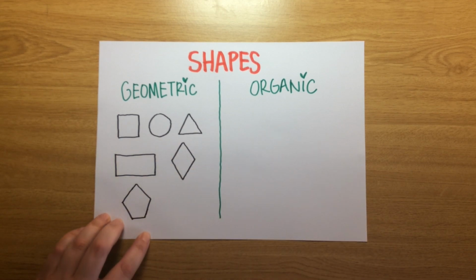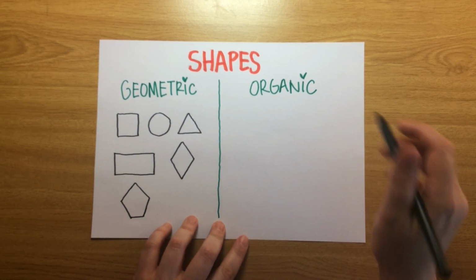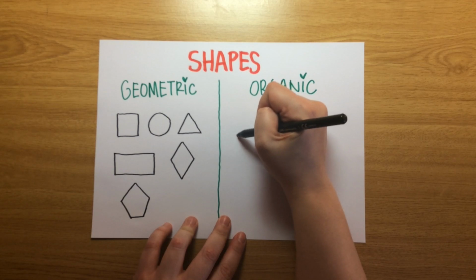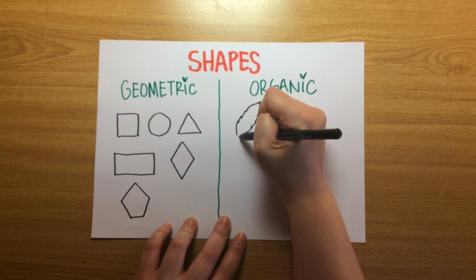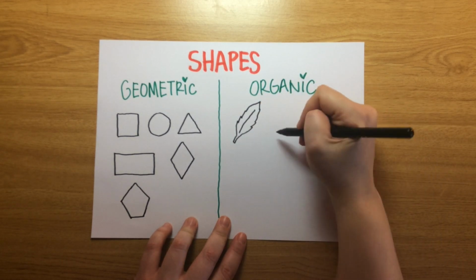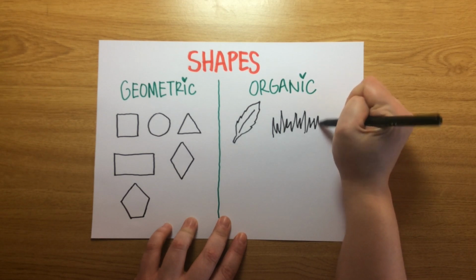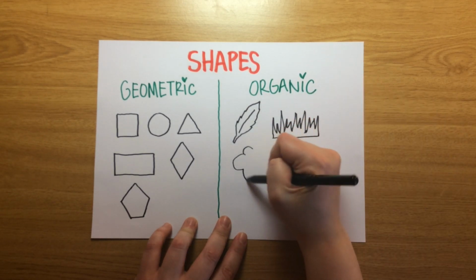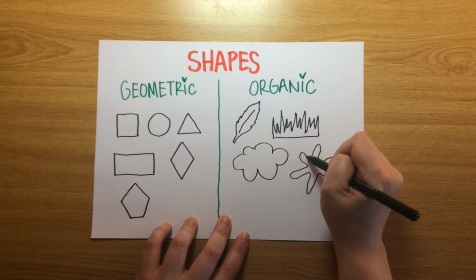On the other hand, we have organic shapes. Organic shapes are also called free-form shapes. These are the ones that seem to follow no rules at all. They are irregular or even asymmetrical. Nearly all shapes found in nature are organic shapes, like leaves, like grass, clouds.